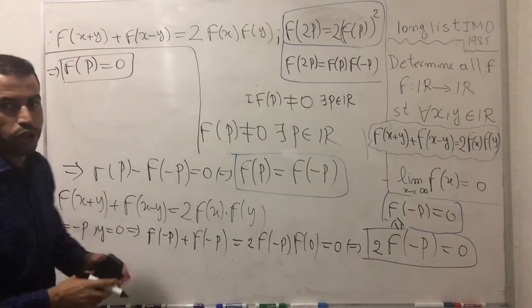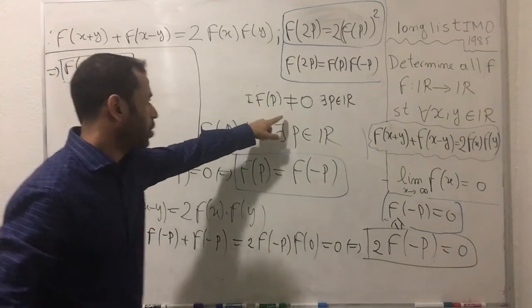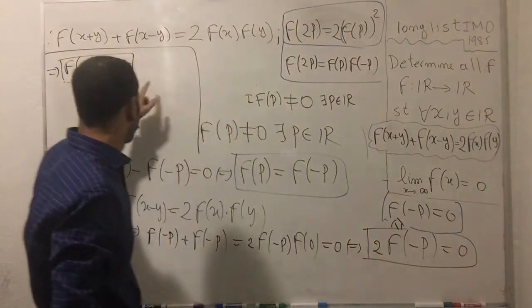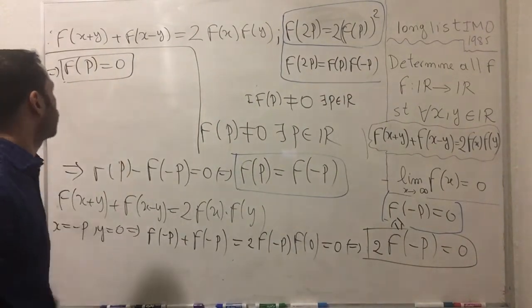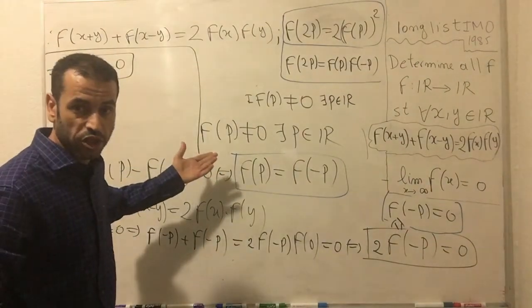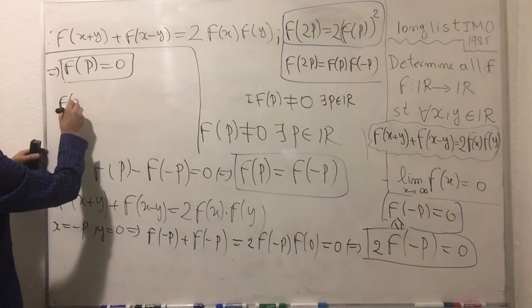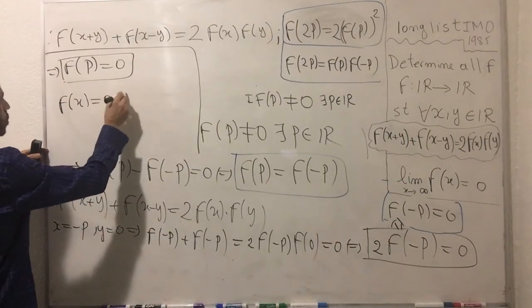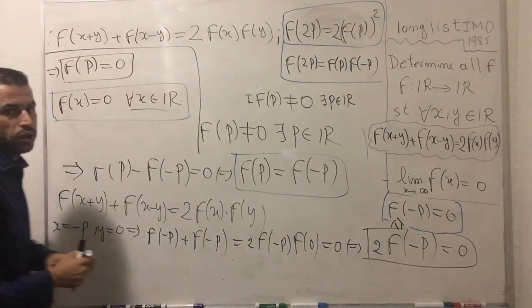Now we found a contradiction, because we supposed f(p) not equal to 0. We found f(p) equal to 0. That means we have the constant function: f(x) equals 0 for all real numbers x. This is a good place where I can stop.